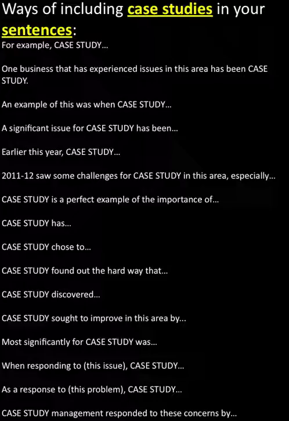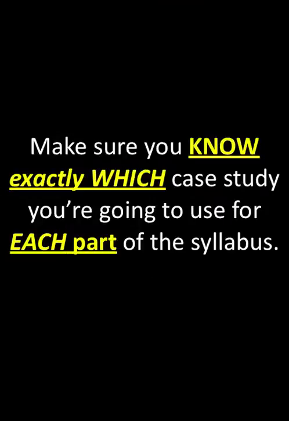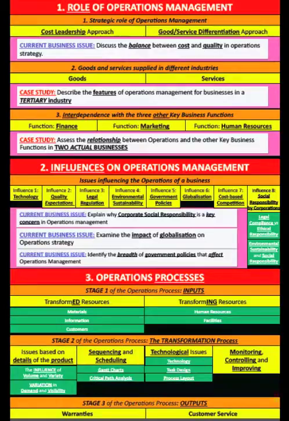Now, before you go into the exam, you need to know exactly which case study you're going to use for each part of the syllabus. And it seems like, oh no, there's just an unlimited number, but it's not, right? You are able to actually list which case study you're going to use for each part of the syllabus. So in the operations Cram app, you've got this syllabus. You just press the syllabus button on the main screen, and this color-coded syllabus comes up, right?